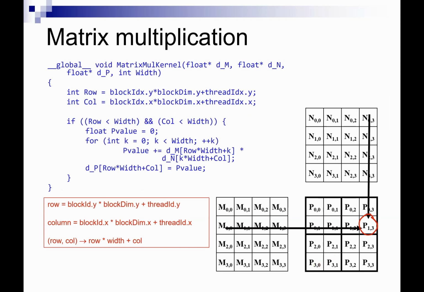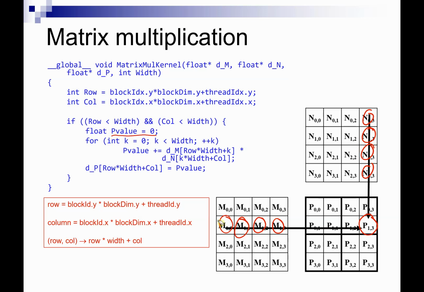We have a width by width matrix. We need to make sure that the row and the column are both less than width. And then we're going to have this partial sum here. This p-value is basically, we're going to go through these items one by one, the row and the column, and then you multiply the corresponding M and N elements, and you keep adding this into this partial sum over here.